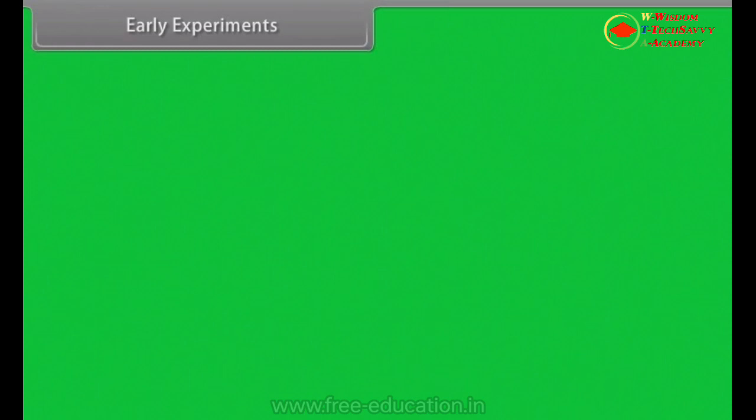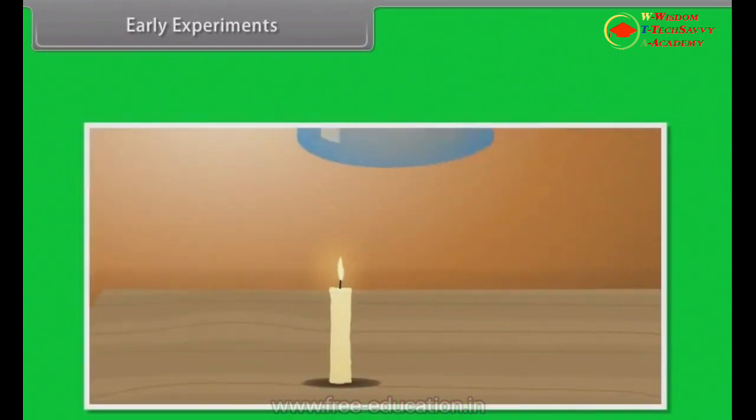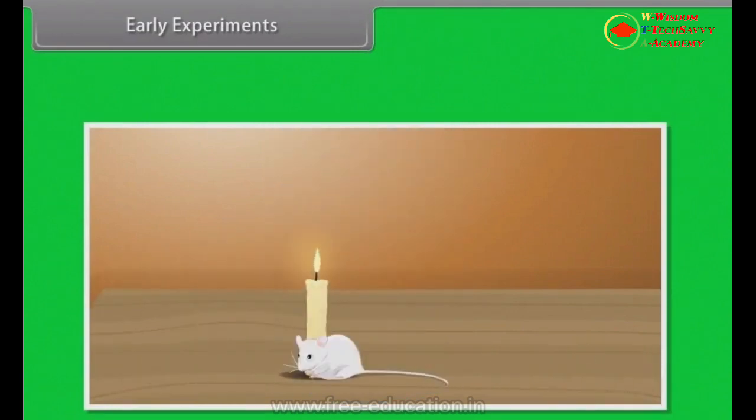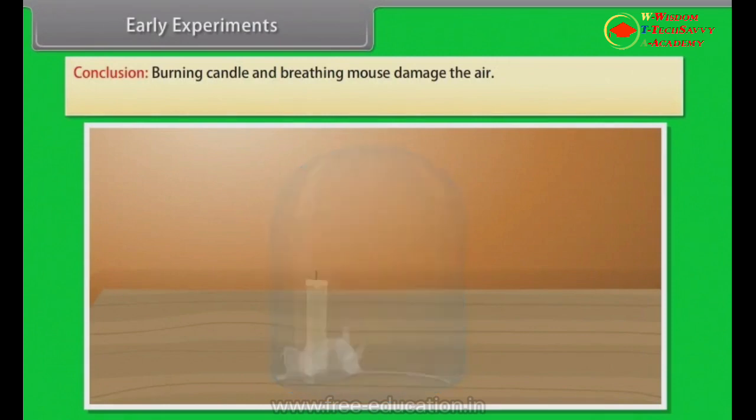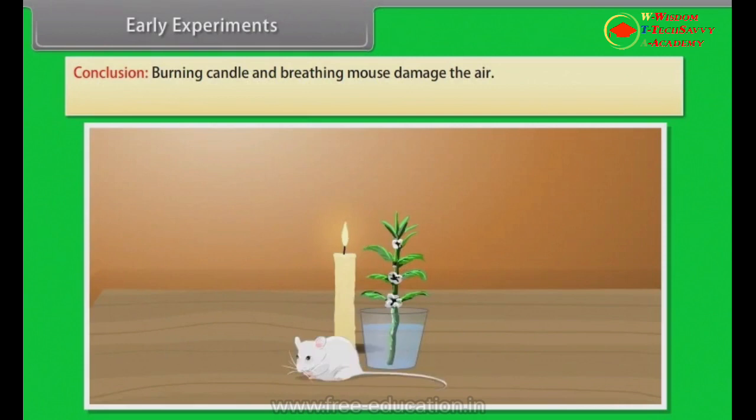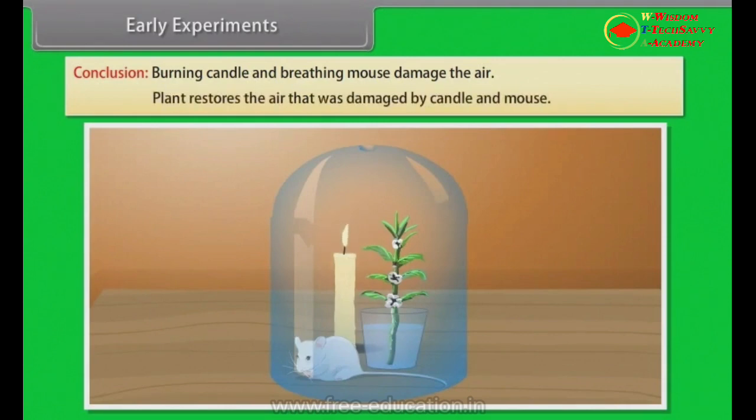Early experiments. Priestley experiment. First he placed a candle in a closed jar and it got extinguished. After that, he placed a mouse in the bell jar and the mouse also got suffocated. He concluded that a burning candle and a breathing mouse damage the air. Now he placed a mint plant in the closed jar and it was observed that both the mouse and candle survived very well. He concluded that the plant restored the air that was damaged by the candle and mouse.